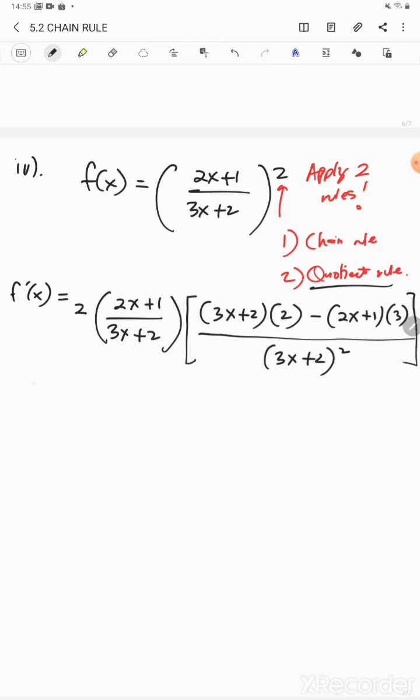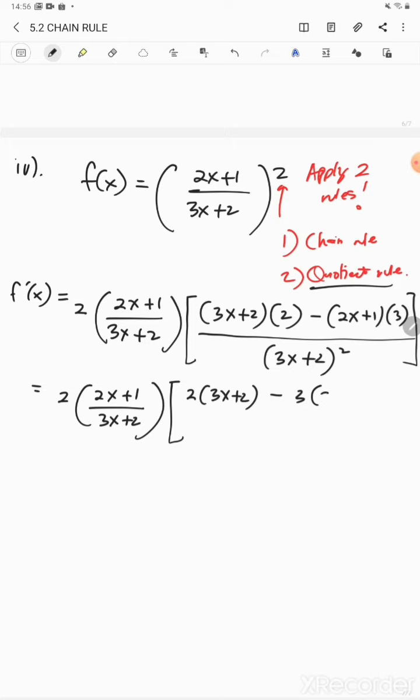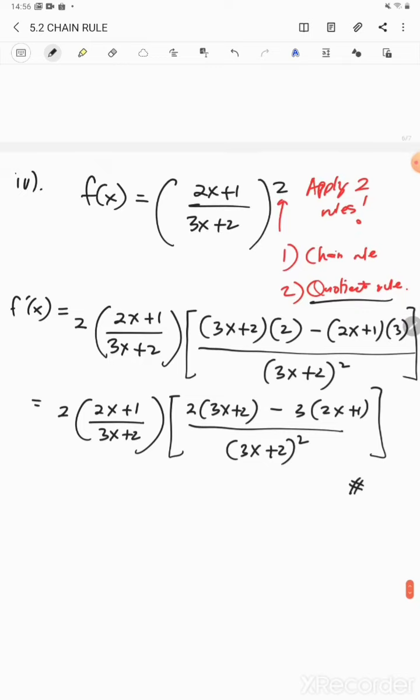So simplify all of this, we get here 2 times 2x plus 1 divided by 3x plus 2, and then inside the square bracket, so we have here 2 times 3x plus 2 minus 3 times 2x plus 1 divided by 3x plus 2 square. Alright, okay, that's all. This is the answer where inside the chain rule we have quotient rule. Okay.